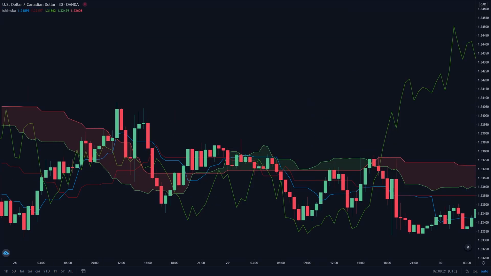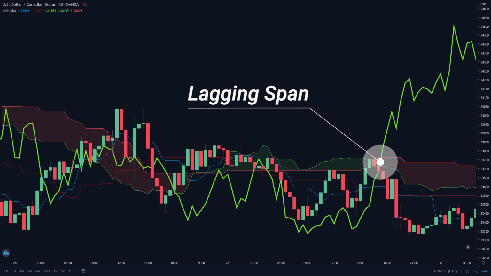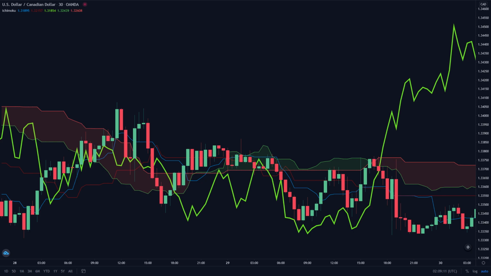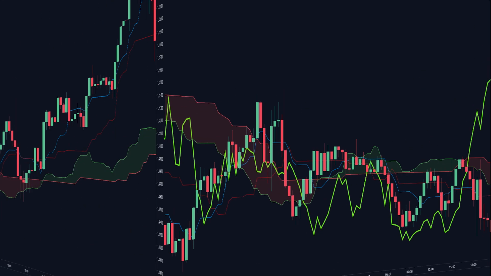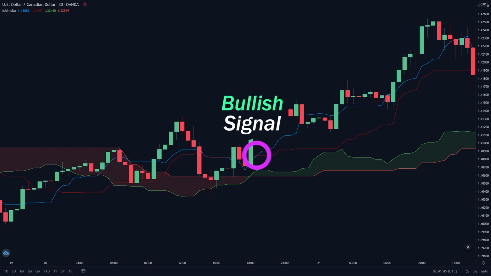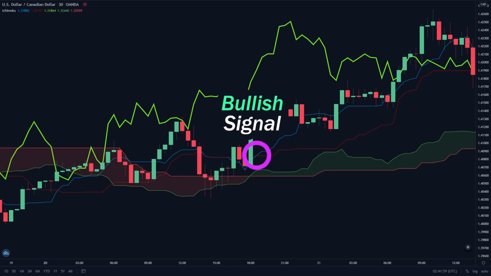Lastly, we have the lagging span, also known as the Chikou span. The lagging span is optional. Some traders use it, some traders don't. The lagging span can be used as a second confirmation for a trend. For example, let's say you receive a bullish signal from the Ichimoku cloud. The lagging span can help confirm that that is a strong bullish signal. So if the lagging span is also heading upwards, this further confirms that the price is in a strong uptrend.